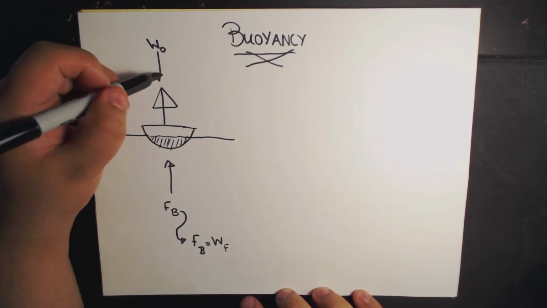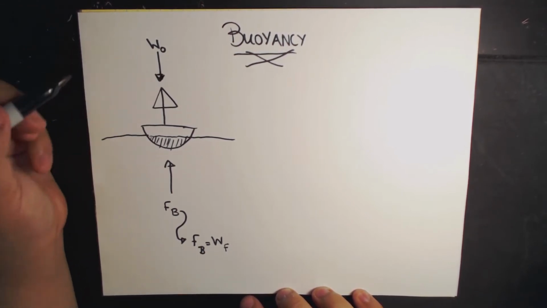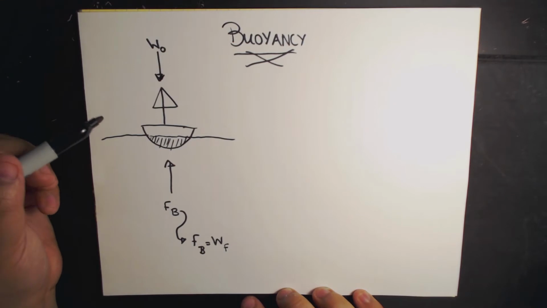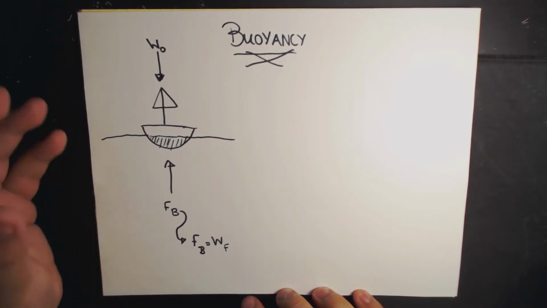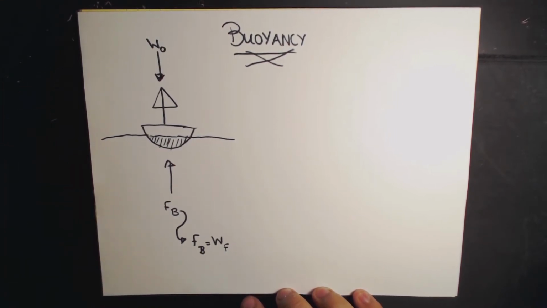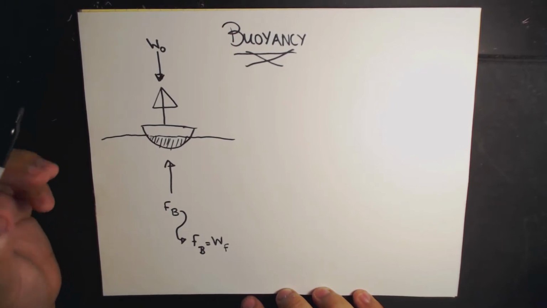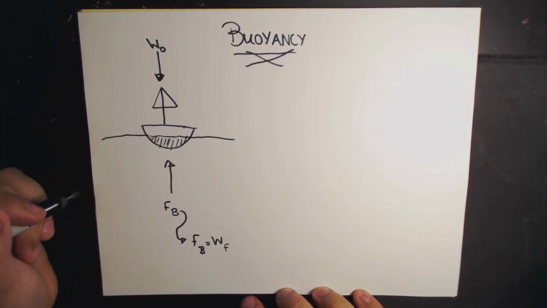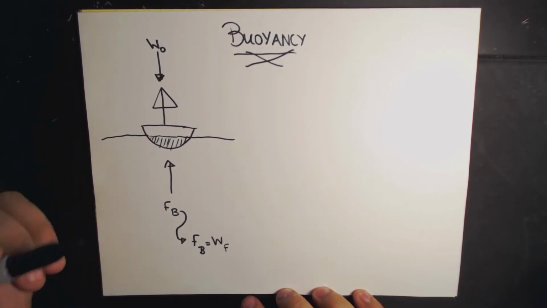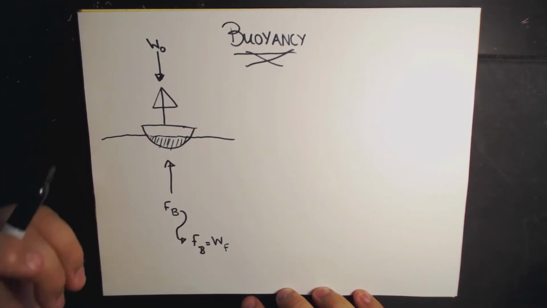Now this principle doesn't take into account surface tension or any of those phenomena, but it's a pretty simple and fairly accurate way to determine if something will float, or what kind of forces are being exerted onto it.